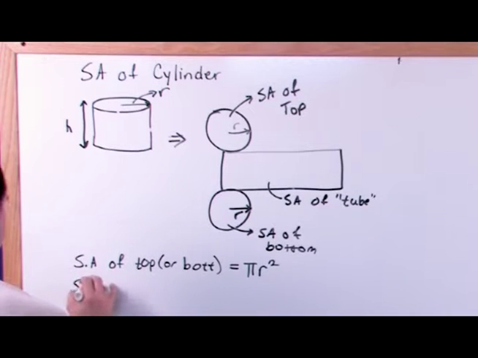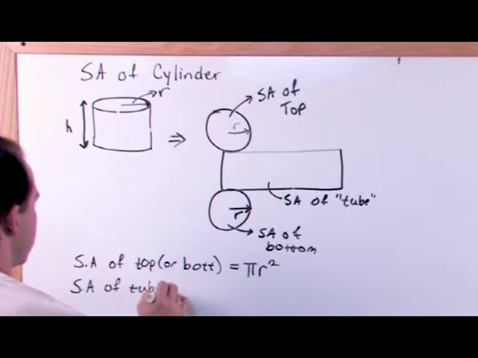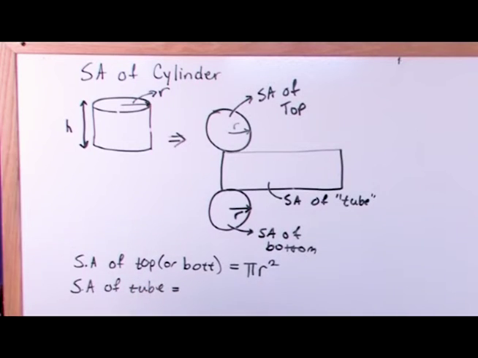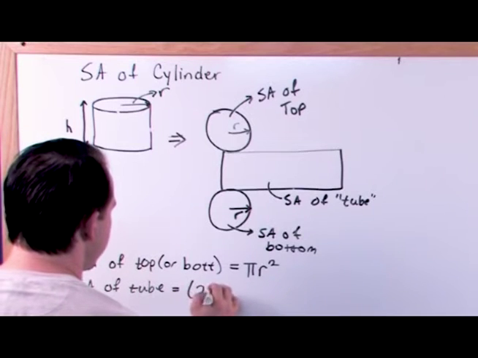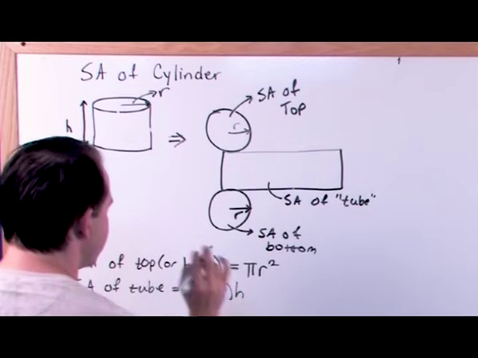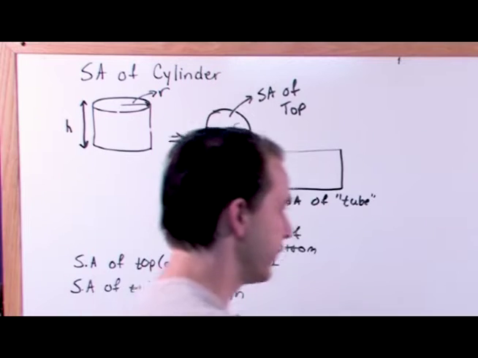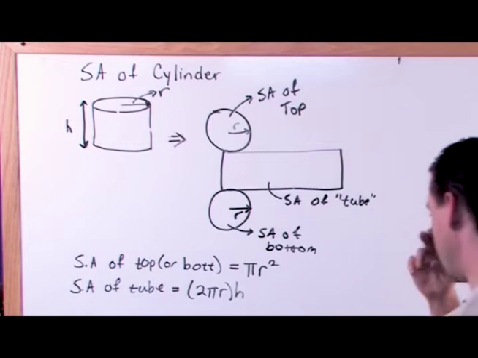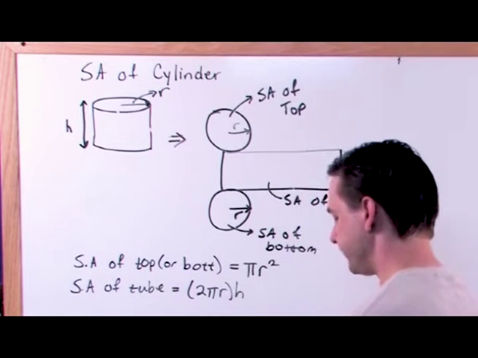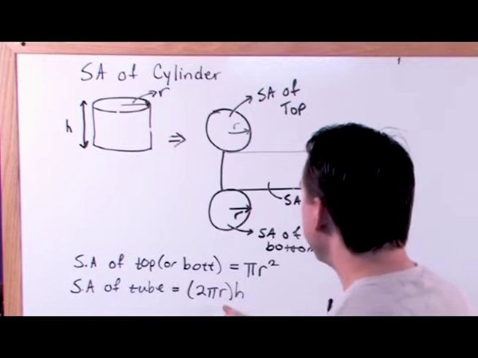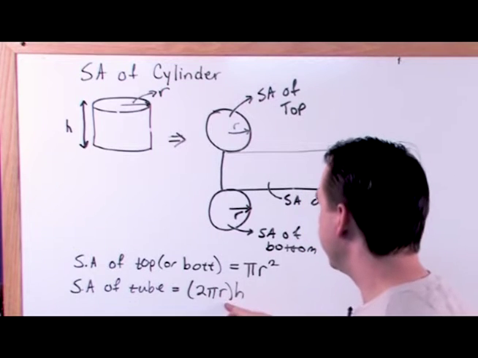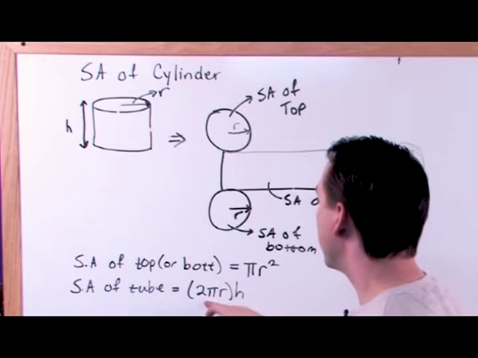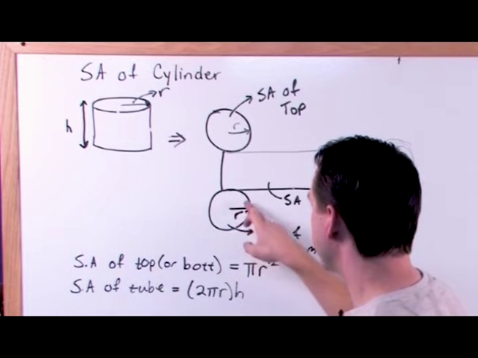Now the surface area of the tube is, and I'm just going to write it down and explain to you why it's true. It's 2 pi r times h. Now before we go any further, I need to explain what happened here and how we knew this was the answer. What is 2 pi r? I think you might remember that from the last section. 2 pi r is the circumference of the circle.